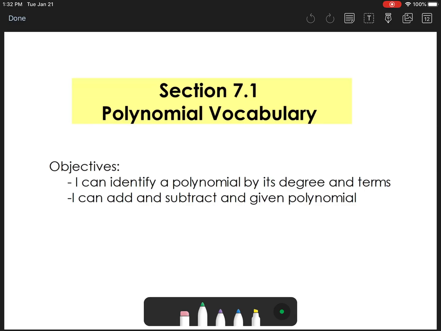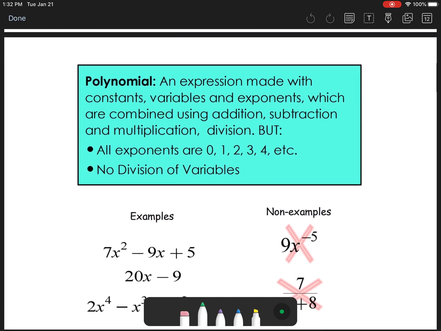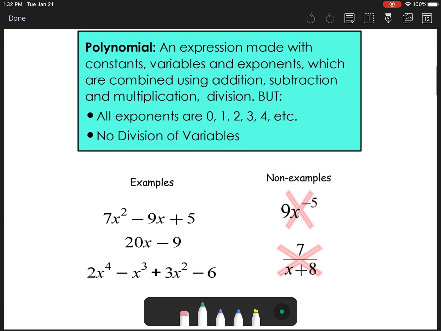Unit 7 is on polynomials. So for 7.1, we're going to start off with some vocabulary. A polynomial is an expression made with constants, variables, and exponents, which are combined using addition, subtraction, and multiplication or division. But all exponents are positive. So they're zero or they're positive numbers, and there is no division of our variables.